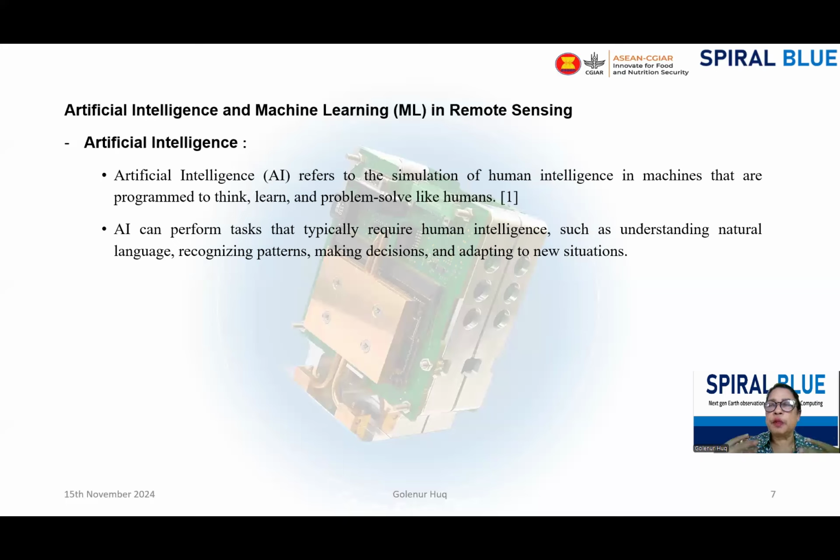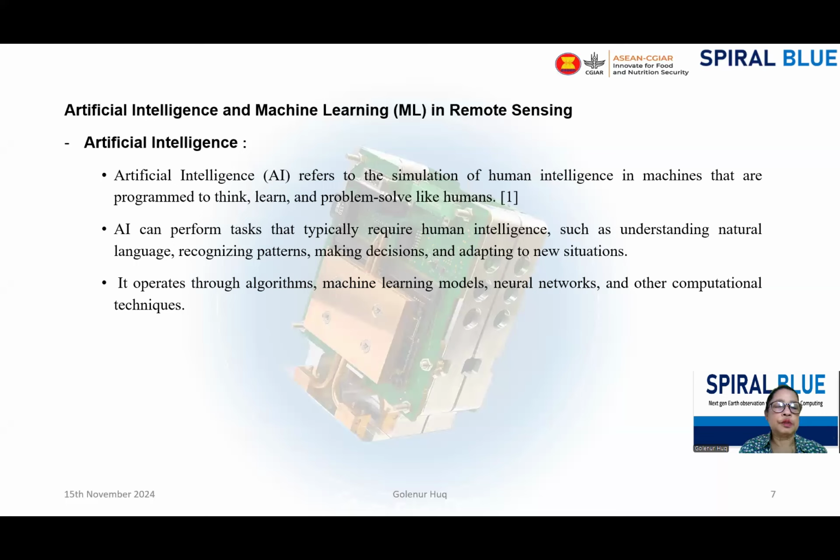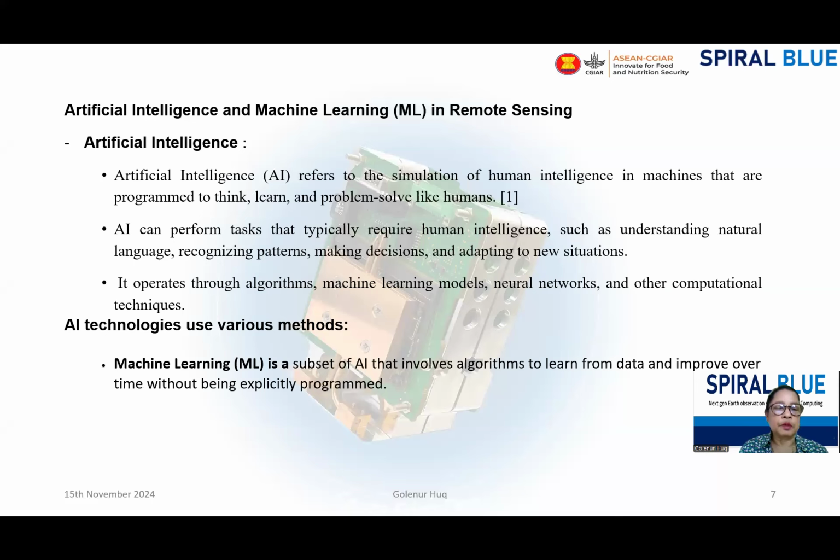That means we transfer our intelligence to the machine. For example, understanding natural language, recognizing patterns, making decisions, and adapting to new situations. It also operates through different algorithms, machine learning models, neural networks, and other computational techniques as well. Let's check out different methods of artificial intelligence technologies.